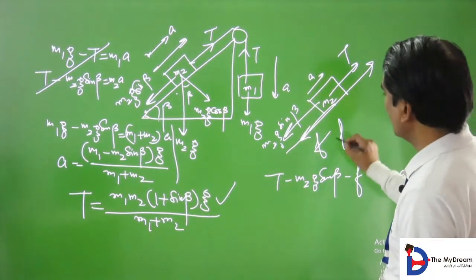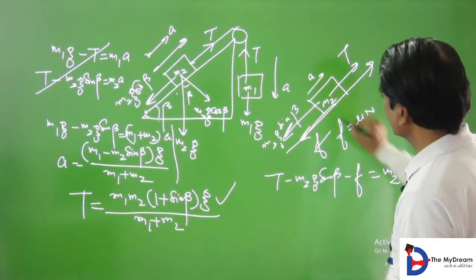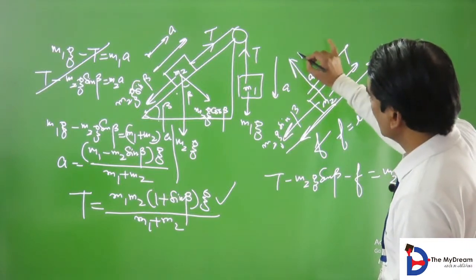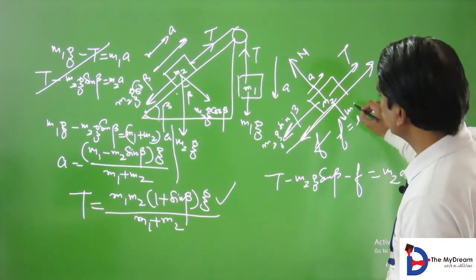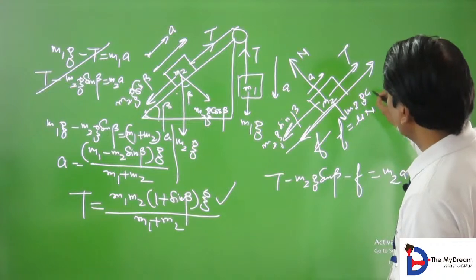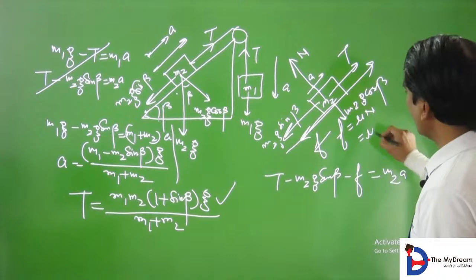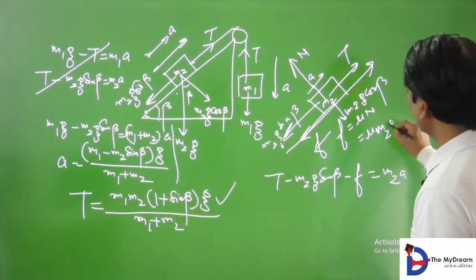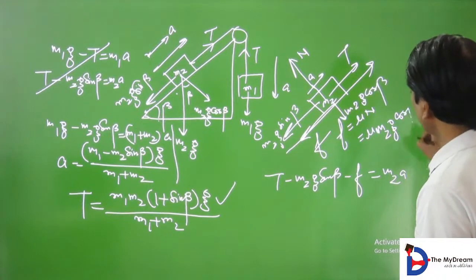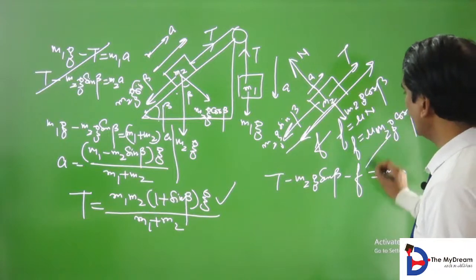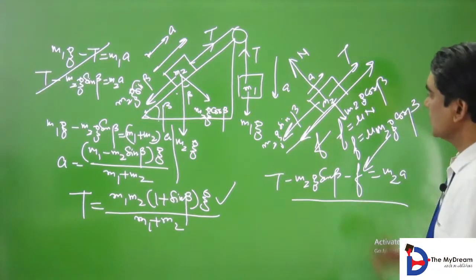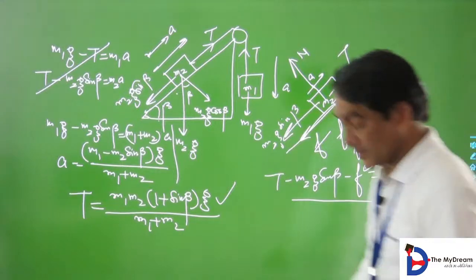and f is equal to क्या होता है mu n. This one is the normal and this is the M2G cos beta. So in place of n you can write down M2G cos beta and put the value here. This is when you are considering the kinetic friction.